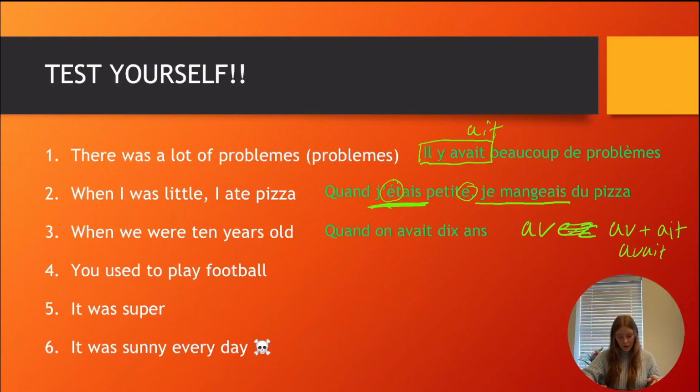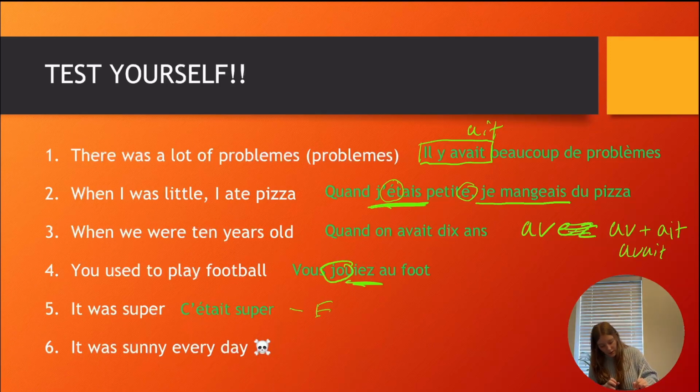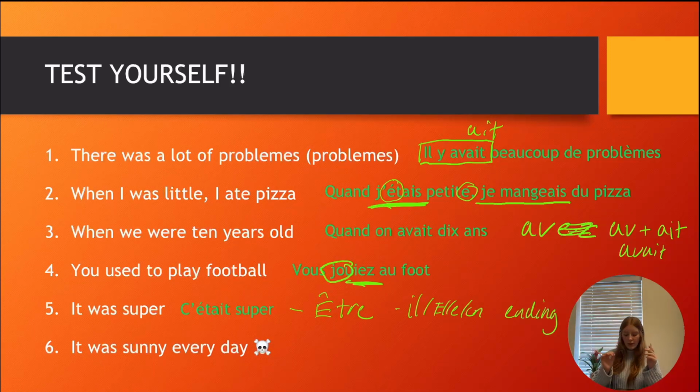Right. You used to play football. Vous jouiez au foot. So this one's a bit simple, okay? So you just have the stem, the jou, and then you add on the vous ending, which is IEZ. Okay, nice and simple. Here, number 5, c'était super. Remember I went over this. This is the irregular verb être. And what we're doing, we're using that il, elle, on ending. Okay? And we're adding it to c'est. So, c'était super. It was super.